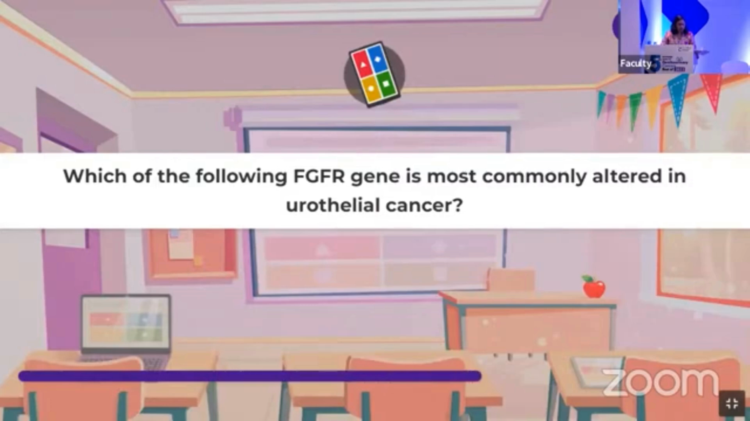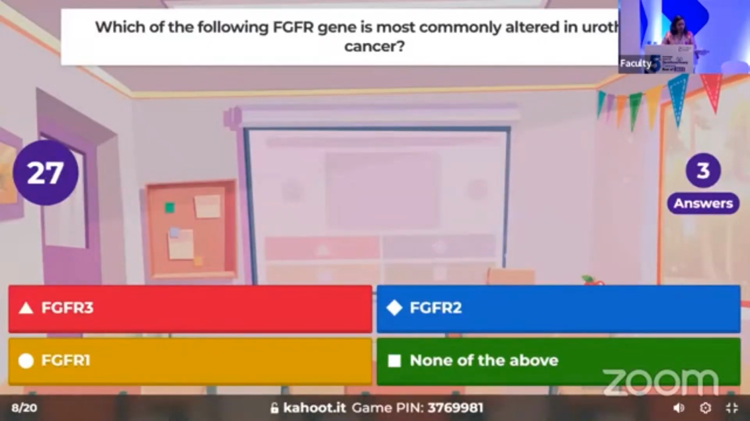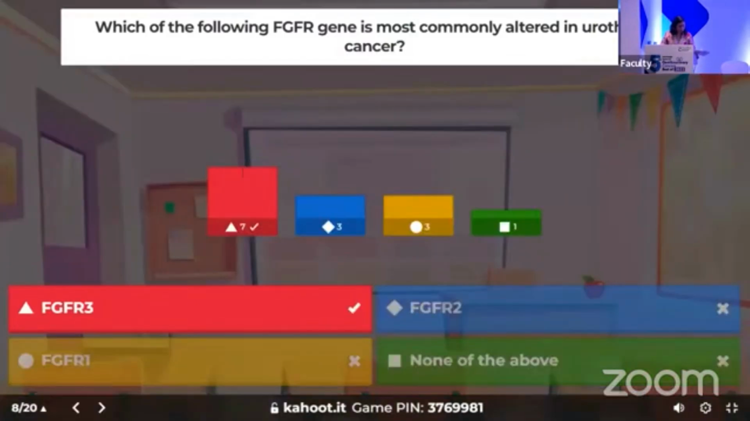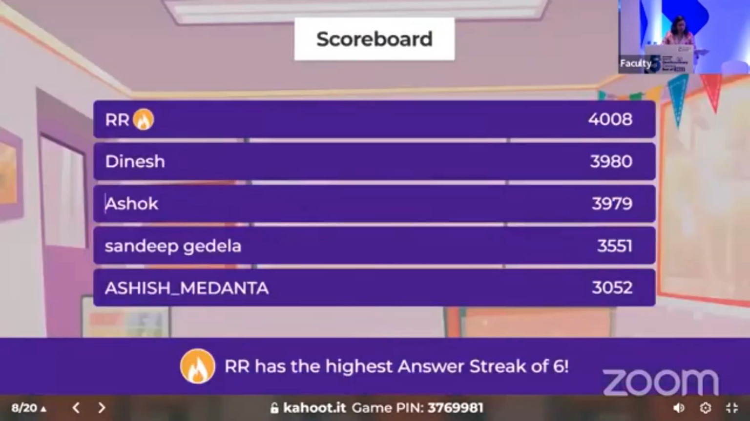Which of the following FGFR gene mutations is commonly altered in urothelial cancer? So FGFR3, the second option is FGFR2, third is FGFR1, and the last option is none of the above. So the right option, the most common FGFR alteration, is FGFR3, and 7 have got it right. So go on to the scores.